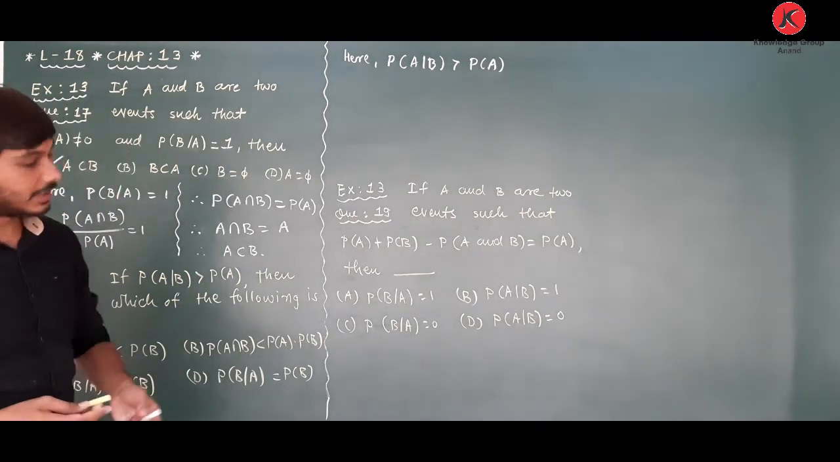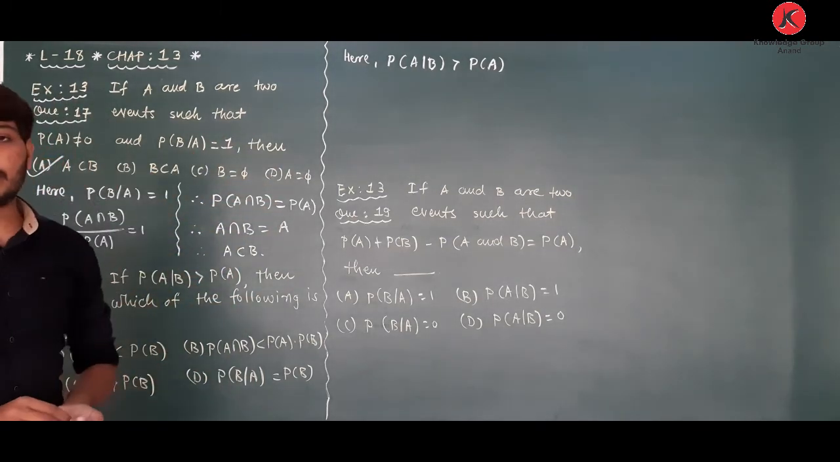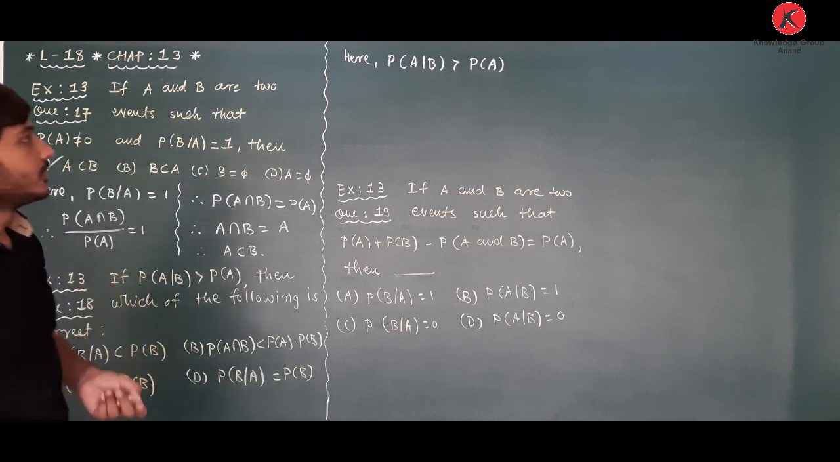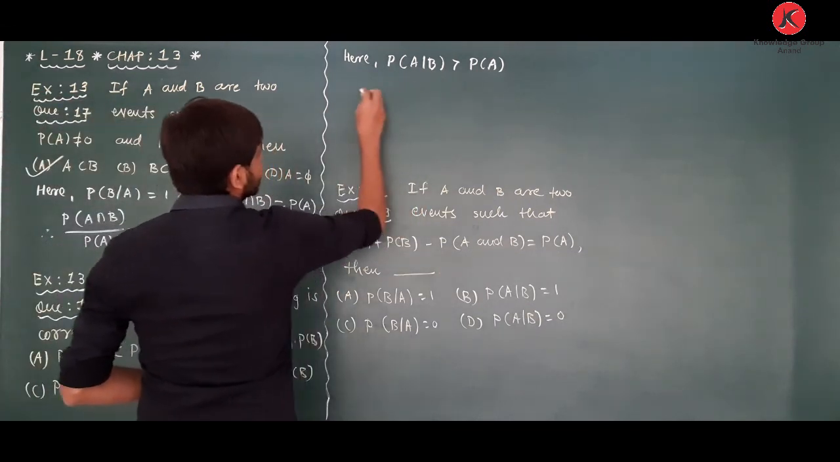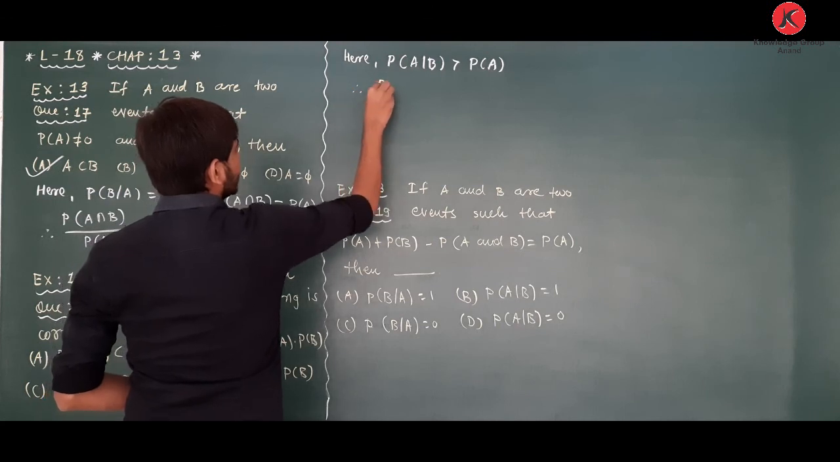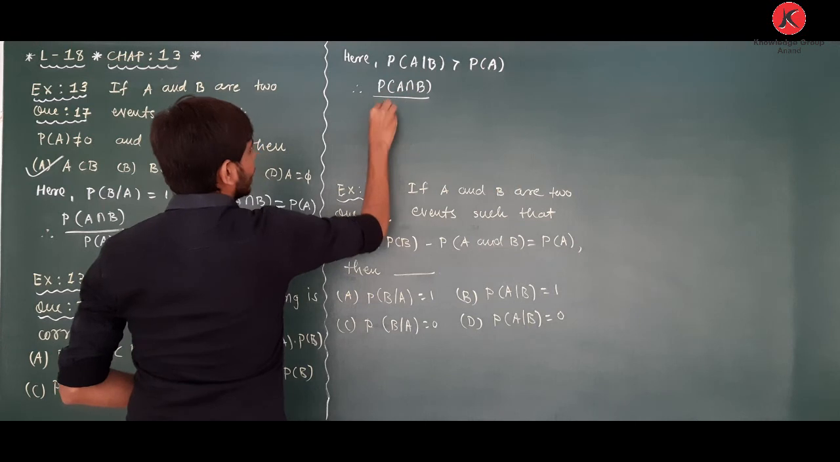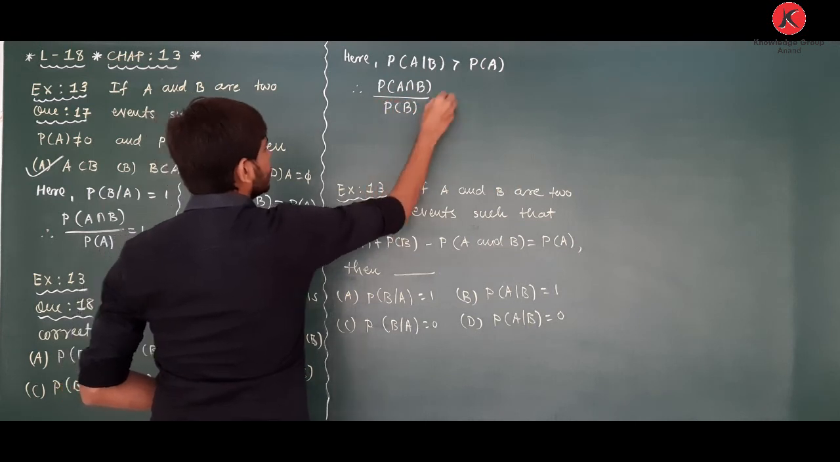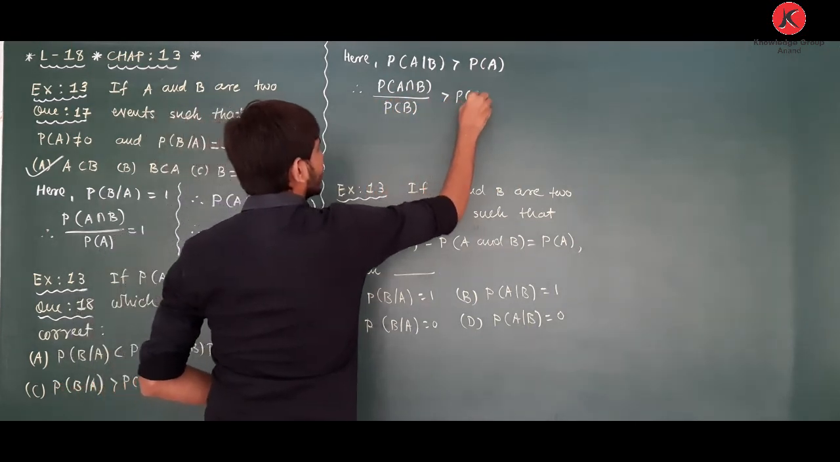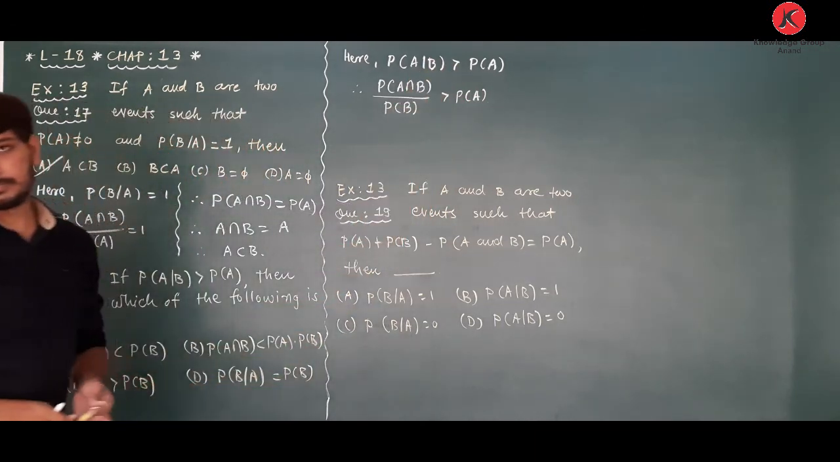Check. The condition given is probability of A given B, which is greater than probability of A. Now we have the formula for this. Apply the formula here: probability of A intersection B divided by probability of B, which is greater than probability of A.